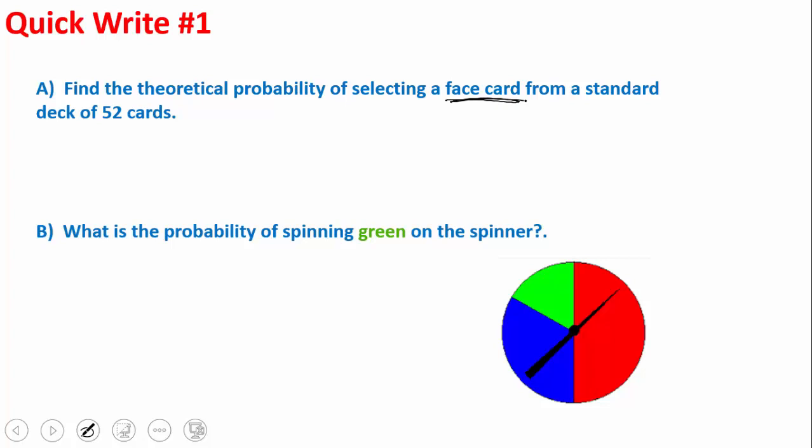All right, let's see if you can figure that out. And B, what is the probability of spinning a green on the spinner? Ooh, that looks kind of rough to figure out, but I bet you can do it. What is the probability of spinning green? Ladies and gentlemen, when you're done, take a quick break and come back and see us for the next video.